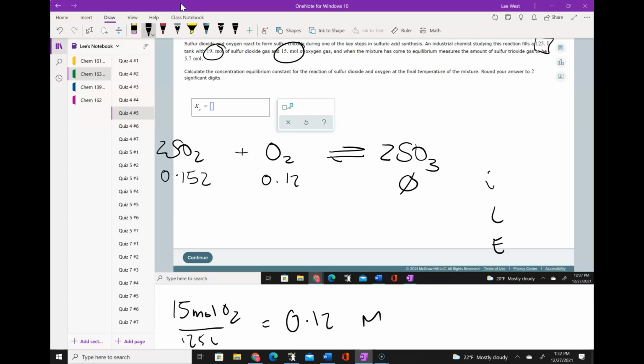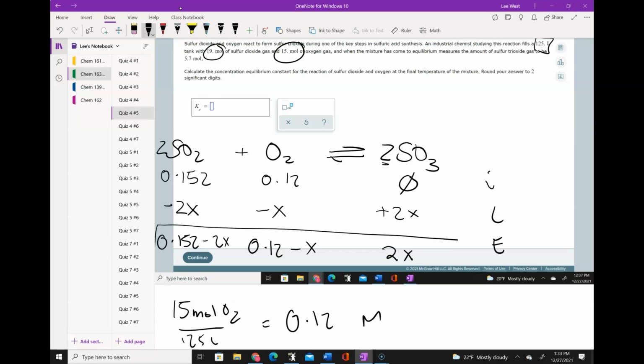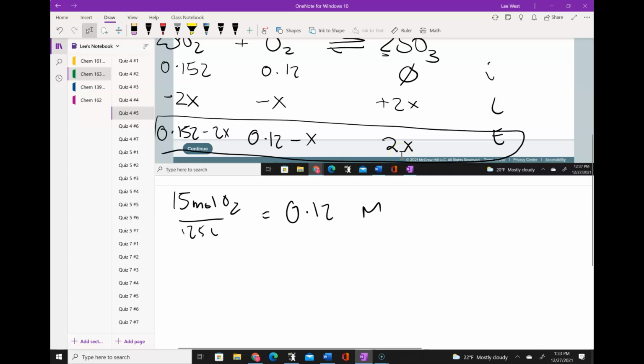So we know what way it's going to go, right? It's going to go to the right. So what's going to happen? That's going to go up by 2x. That will go down by x. And this will go down by 2x. So at the end, we've got 2x of that, 0.12 minus x of this, and then 0.152 minus 2x of that. So there are our equilibrium amounts. The question is how the heck do we figure out what x is?